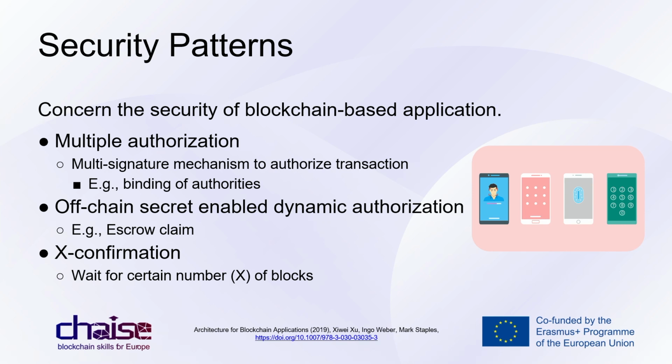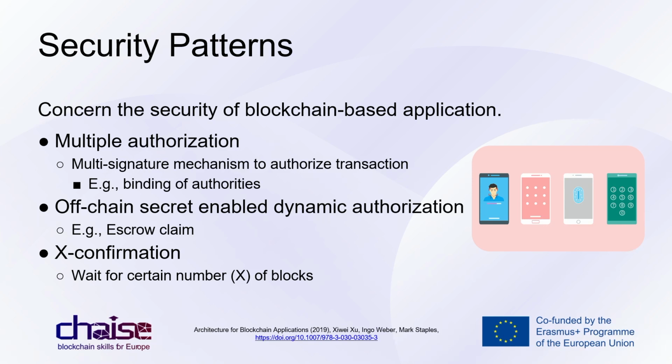The security pattern is related to multiple authorizations, where multi-signature mechanisms are used to authorize transactions along with the binding of authorities. Then there is off-chain secret enabled dynamic authorization, for example, escrow claims between different parties.